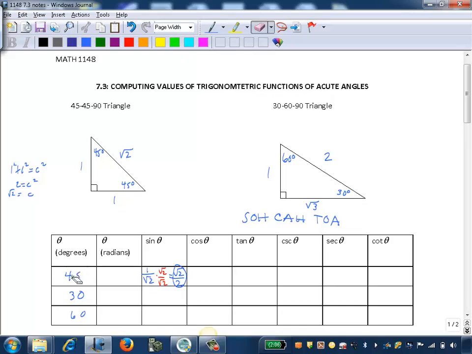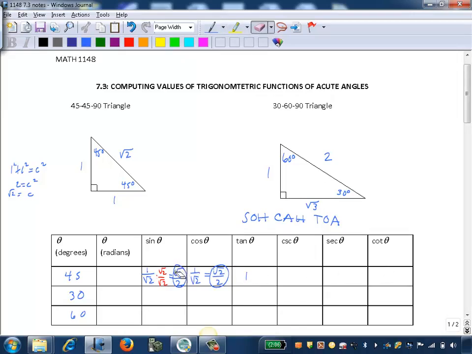We like to write it in this form where it's rationalized. Then our cosine of 45 degrees is the adjacent side over the hypotenuse. Again, if you pick either angle, it's the same, so adjacent would give 1 over radical 2, which rationalizes again to radical 2 over 2. Then our tangent of 45 degrees is the opposite over the adjacent. Opposite is 1, adjacent is 1, so the tangent value is just 1.